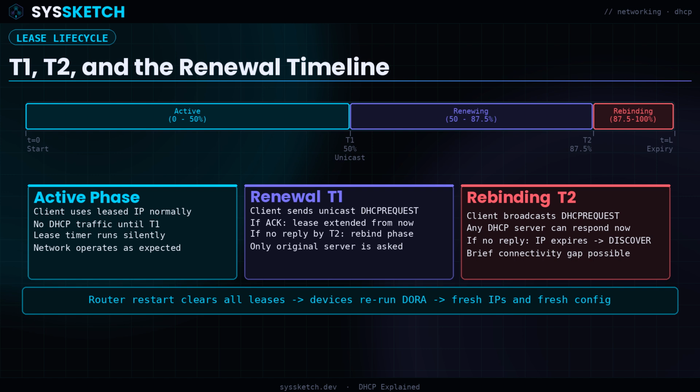If nothing responds by the time the lease fully expires, the device releases its address and starts the DORA process from the beginning. There may be a brief connectivity gap during that renegotiation, but on a healthy network it is usually invisible to the user.